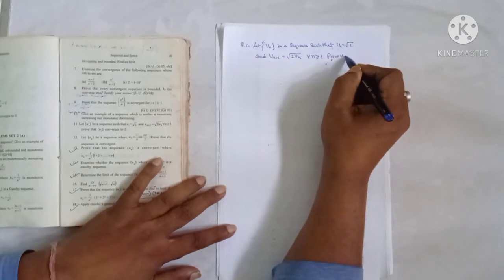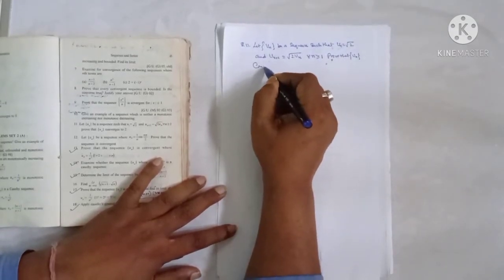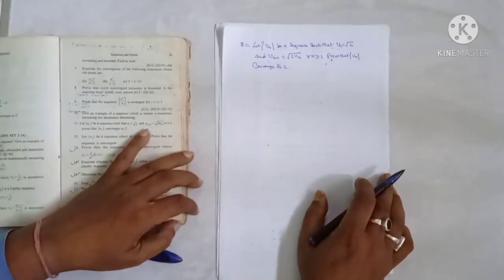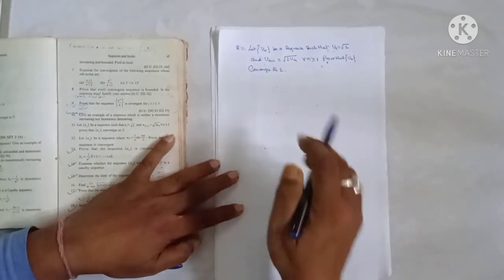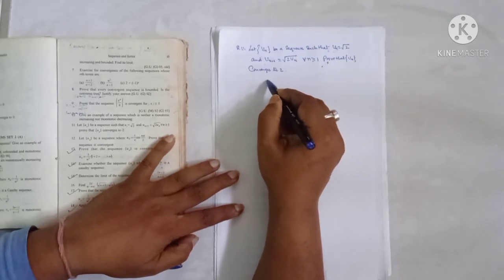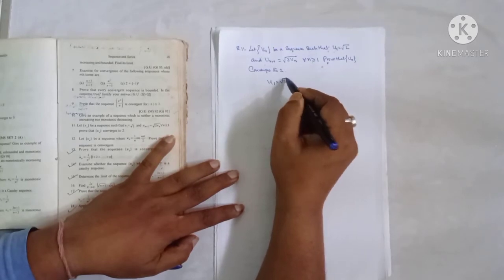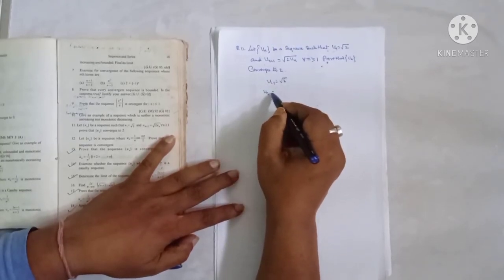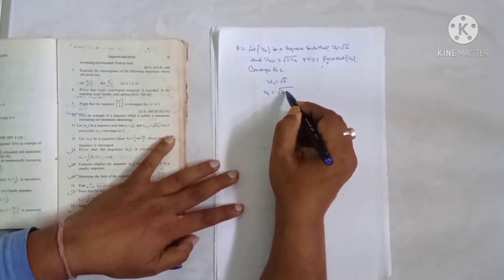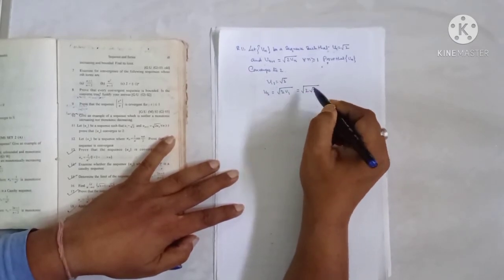Prove that un converges to 2. So how to solve this? Here u1 is given as root 2, so u2 will be root 2 u1, so this will be 2 root 2.